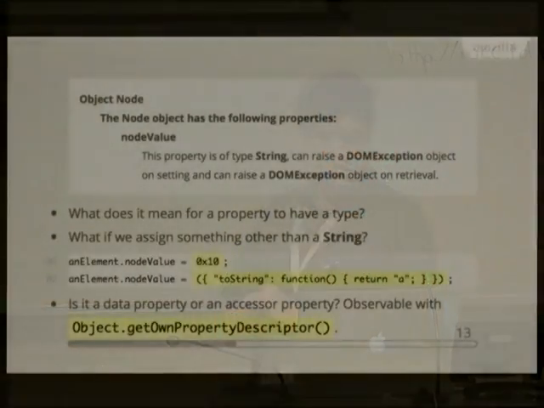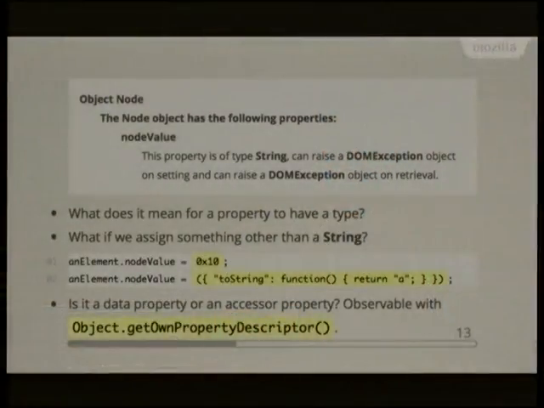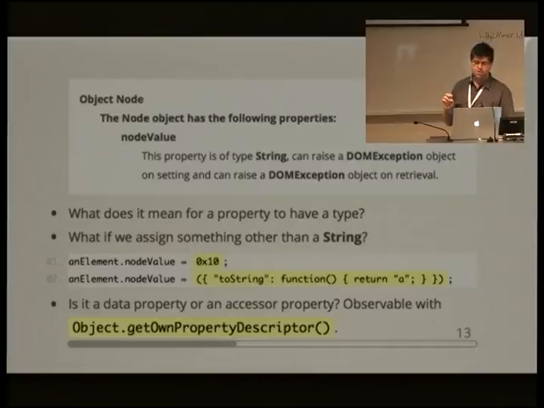For an attribute, here we have the wording for the nodeValue attribute, and it says the property is of type string, and it can do some things with exceptions if you try and set bad values on it. So firstly, what does it mean for a property to have a type in JavaScript? That doesn't really make sense either. Values have types in JavaScript, but properties can take on values of any type. There's no strict typing in JavaScript. So what does it really mean to say that the property is of type string?